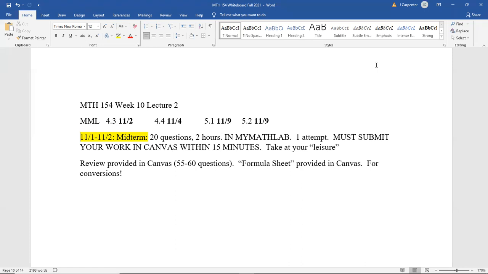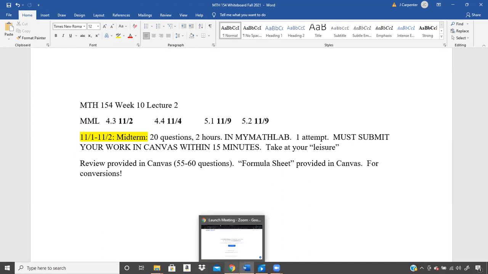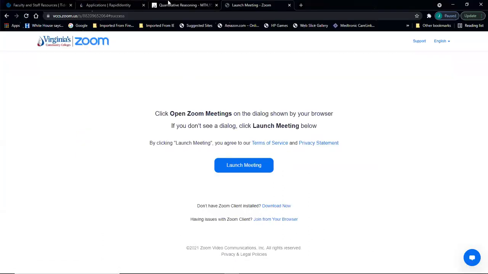Remember, the midterm is in my math lab. You will only see the midterm available on those 2 days. It will be the very top assignment. And then where you submit your work in Canvas will also only be visible those 2 days. And I'm going to show you what that looks like right now, just to be safe. You should have a good idea of how submission things look in Canvas, but even still.